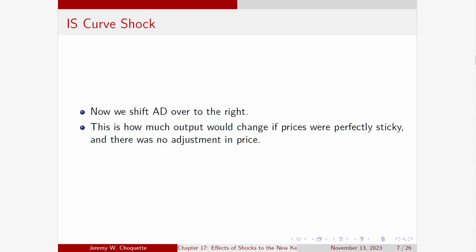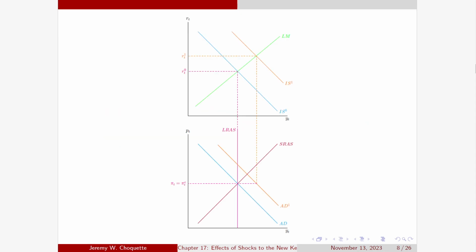So what does that mean? That means if zero prices can change, output would move by that amount. However, prices aren't that sticky. They're kind of sticky, but they're not super sticky.